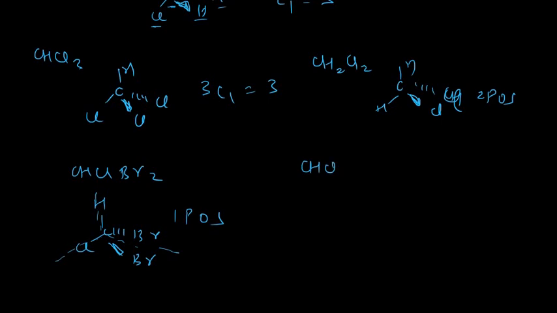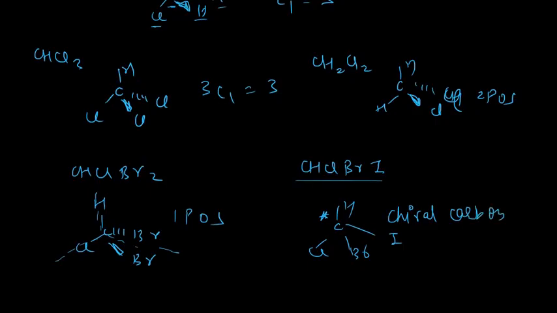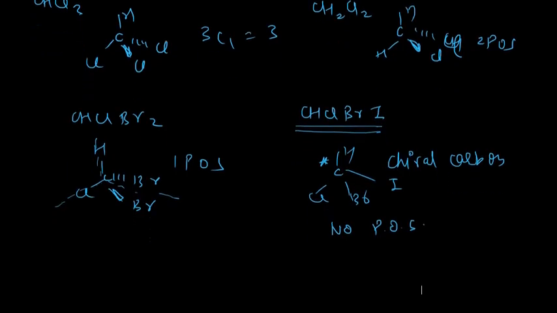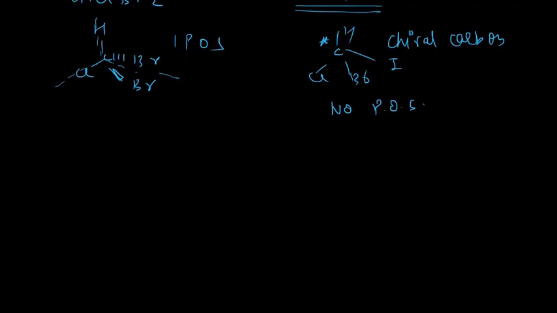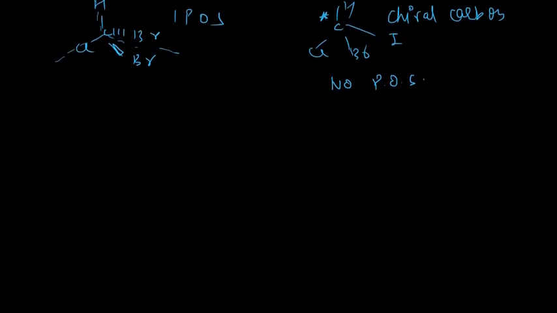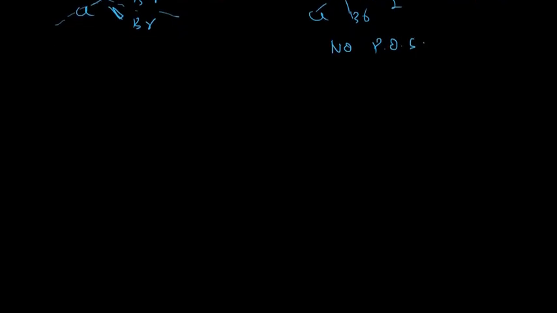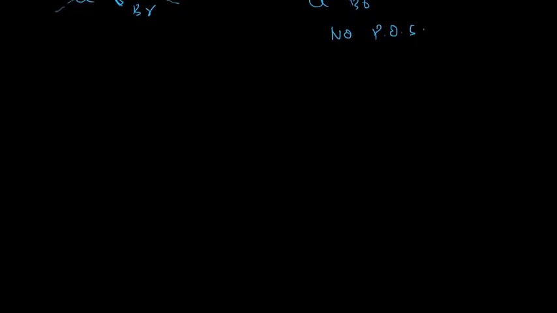Then CHClBrI. It doesn't have any plane of symmetry, so it is called a chiral carbon. This is important. It doesn't have any plane of symmetry, no POS, because you can't find any plane. Okay, so it is a chiral carbon. So whenever we do not have any plane of symmetry, that is called a chiral carbon. Now we're going to talk about the spiro compounds.